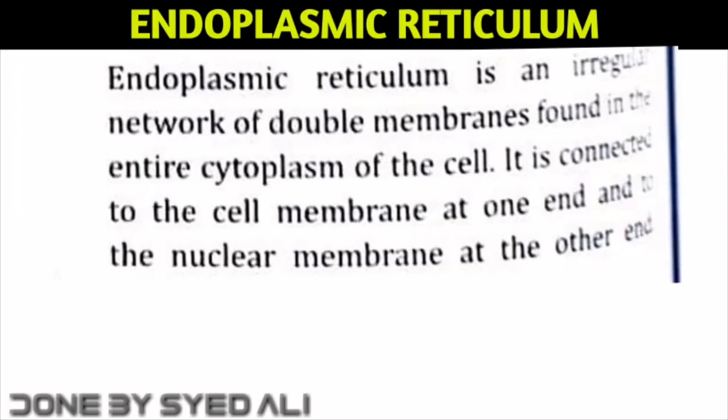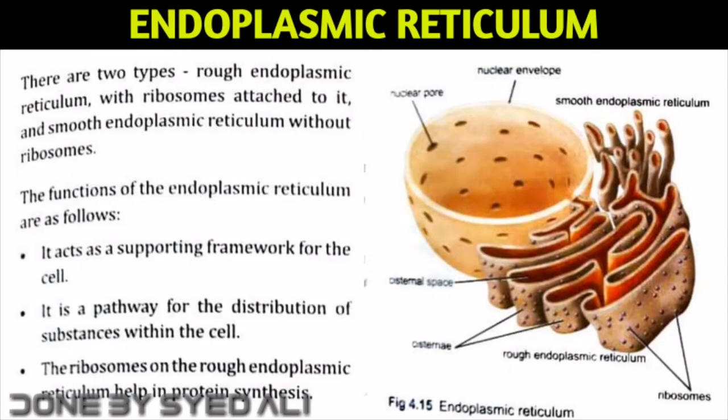Next, endoplasmic reticulum. Endoplasmic reticulum is an irregular network of double membranes found in the entire cytoplasm of the cell. It is connected to the cell membrane at one end and to the nuclear membrane at the other end. There are two types: rough endoplasmic reticulum with ribosomes attached to it, and smooth endoplasmic reticulum without ribosomes.